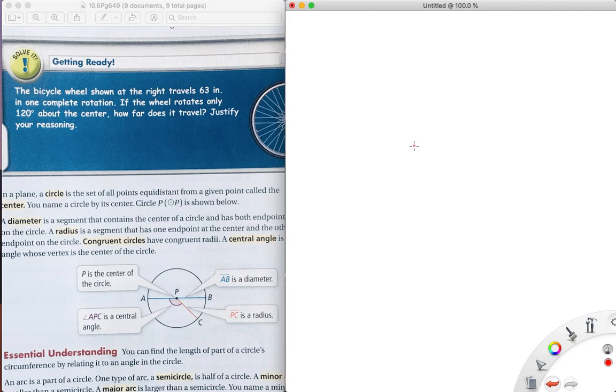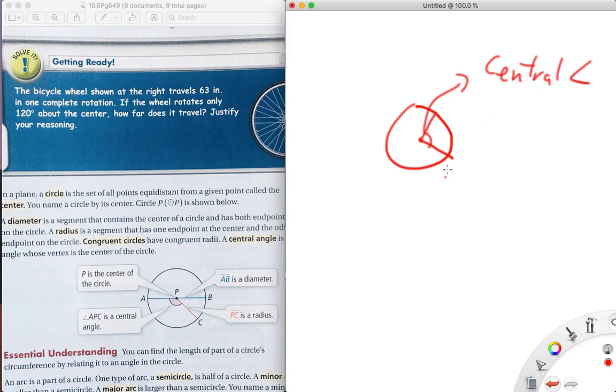Then we have something called the central angle. So if we have a circle, we have a point, we have two radiuses that emanate out from that point. This angle, since it comes from the center of the circle, is called the central angle. It's the central angle because it comes from the center of the circle.